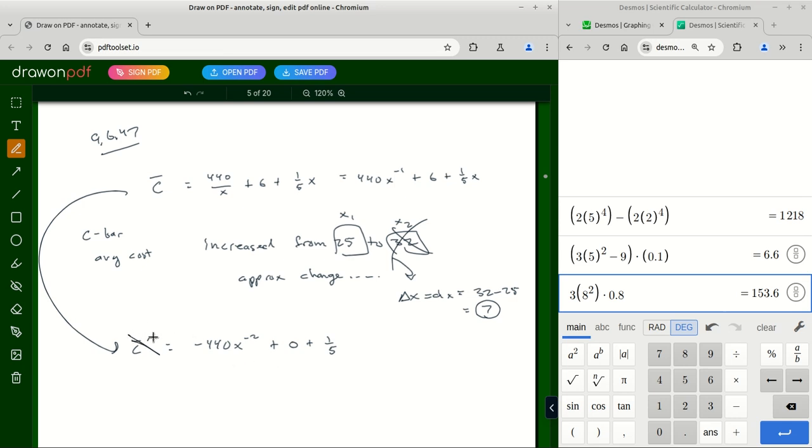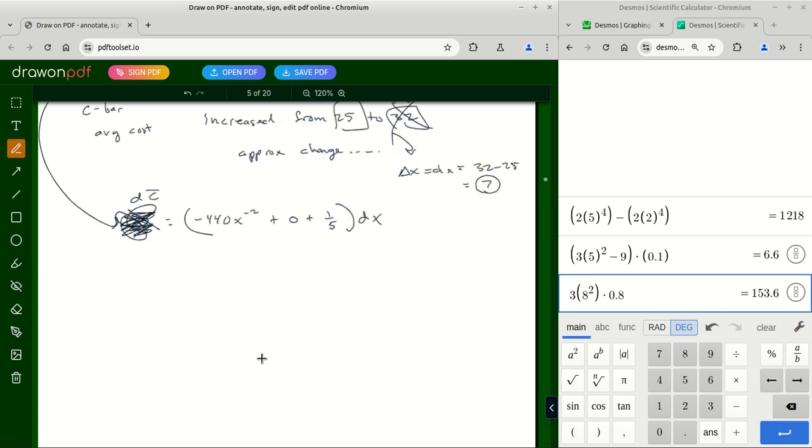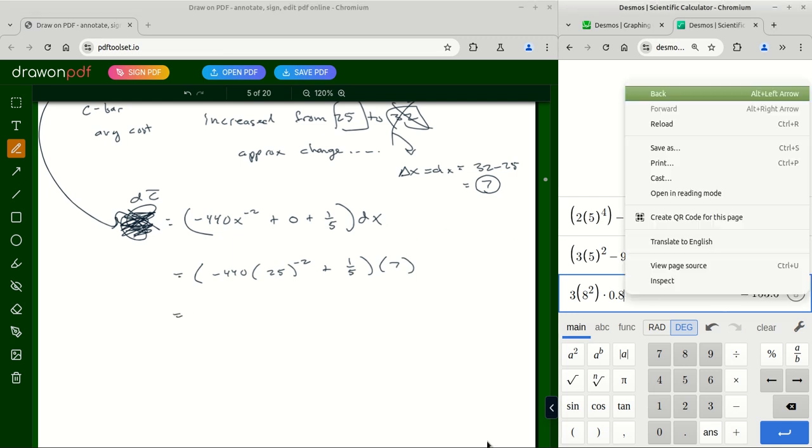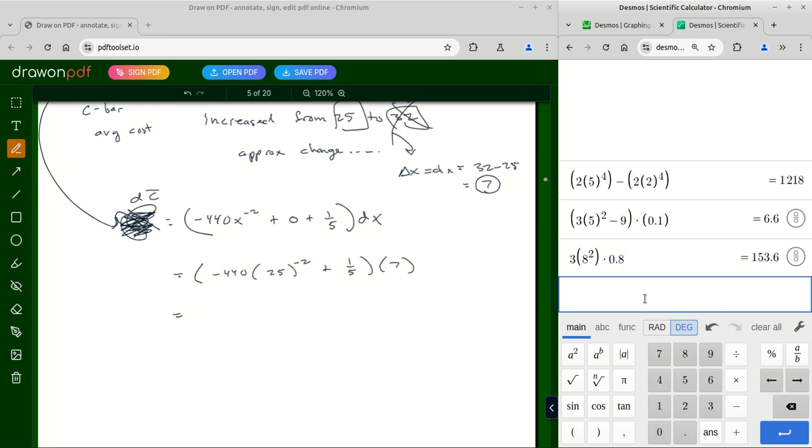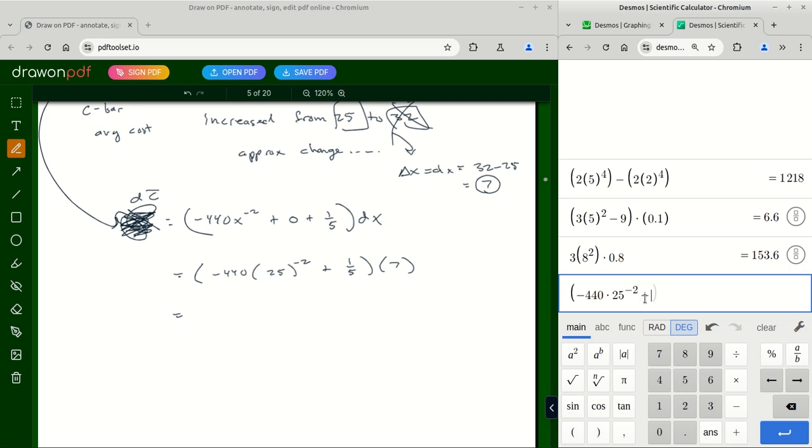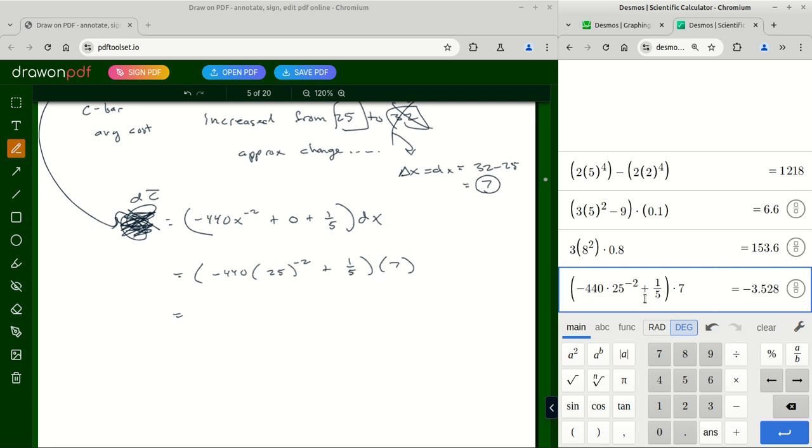If you remember how this works, we're not actually finding this. That was like dc bar, and all of this should have a dx, and that's fine. So I'm going to plug in all my numbers. Again, this x should be x1 technically, therefore the 25. And then this is going to be the 7. I already did all this and already got the answer, but I just want to make sure. Okay, so -2 power plus the 1/5, all this times 7. Yep, that's what I got. Look at that.